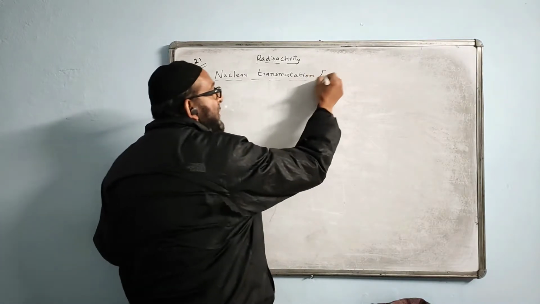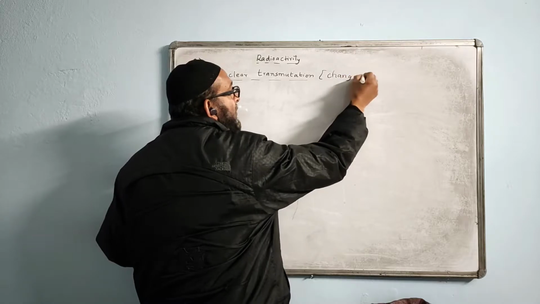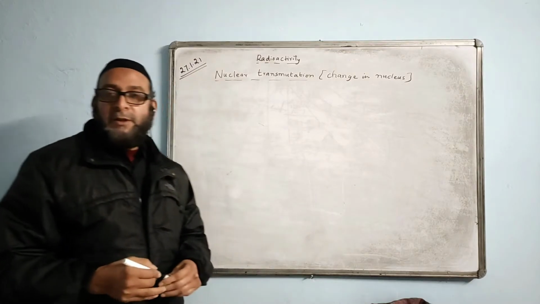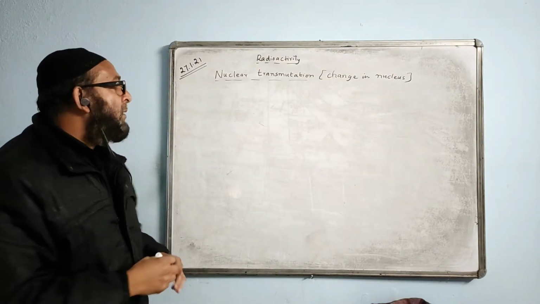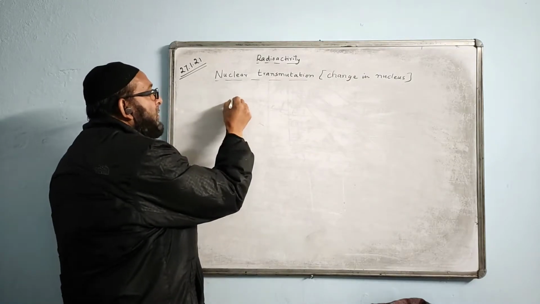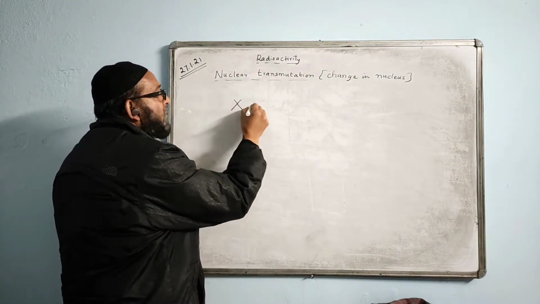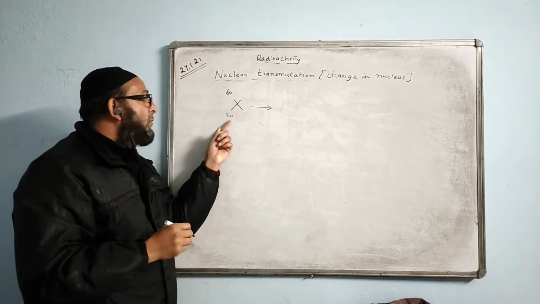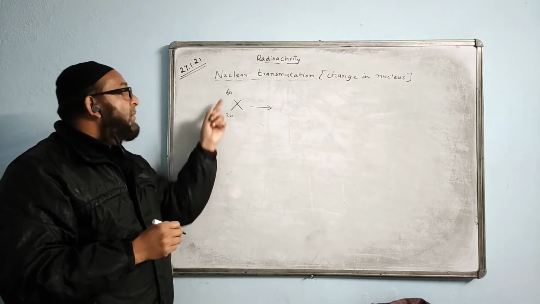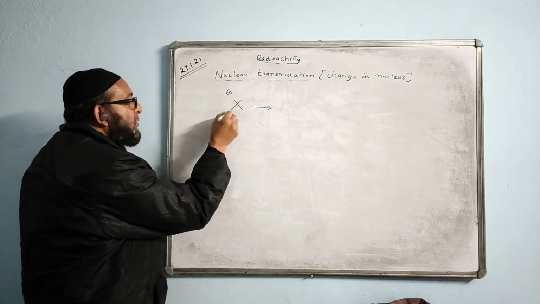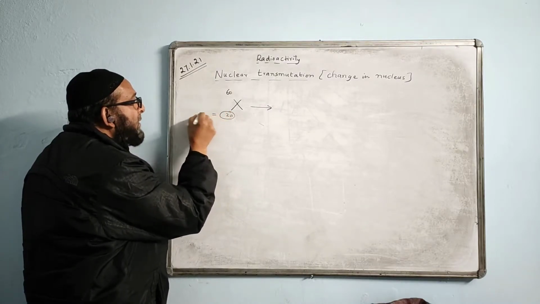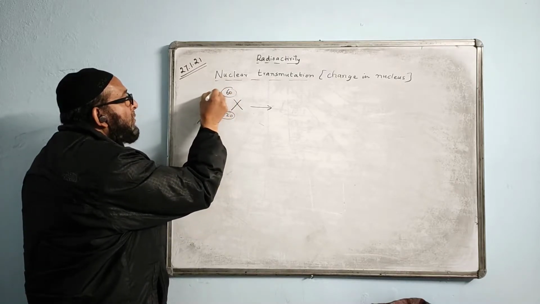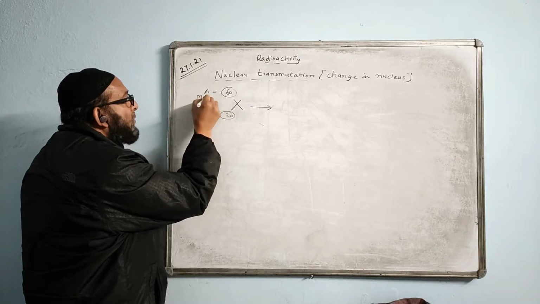Nuclear transmutation means change in the nucleus. We just learn it from the example. Suppose I write X nucleus, this is 20, this is 60. This is called the atomic number, this is called the mass number. This lower one is denoted by Z and is called atomic number. This upper one is denoted by A and is called mass number.